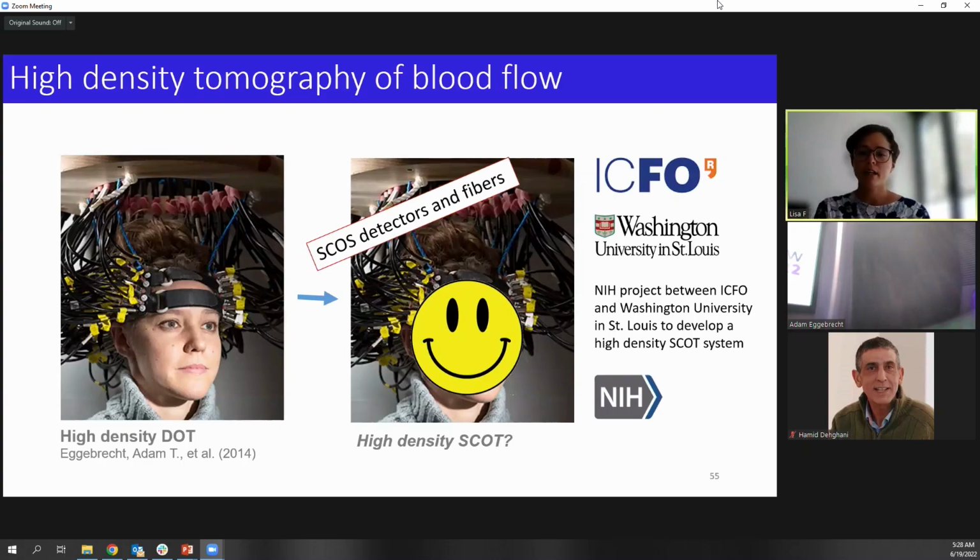We also have an NIH project between ICFO and Washington University in St. Louis to develop a high-density SCOT system. So just taking advantage of the power of speckle contrast measurements, could we develop a high-density SCOT imaging system that would not be prohibitively expensive?